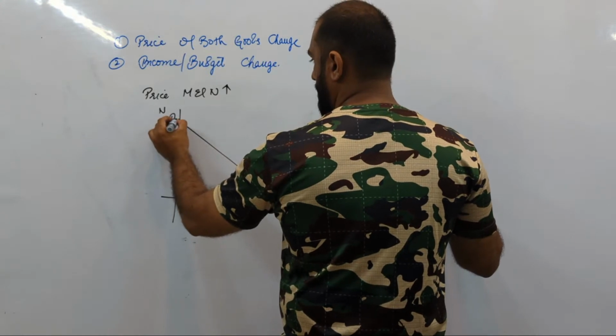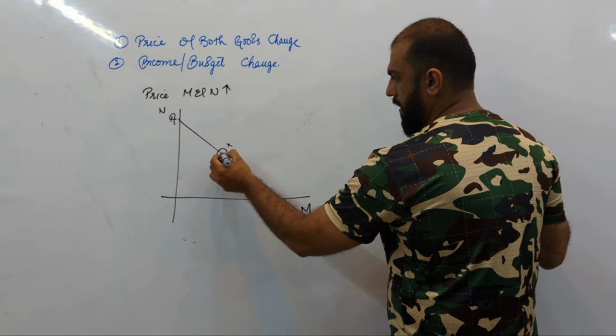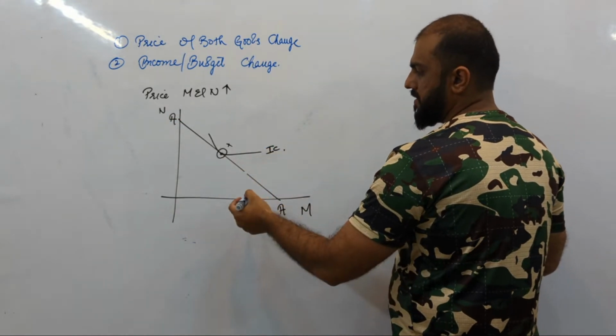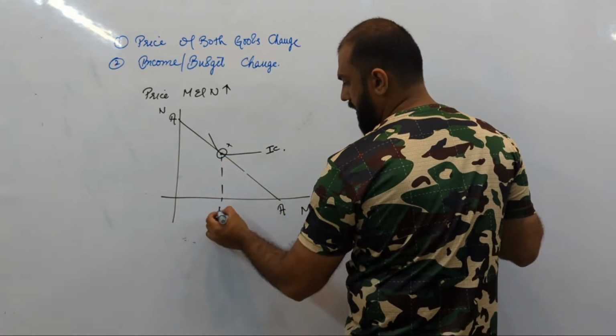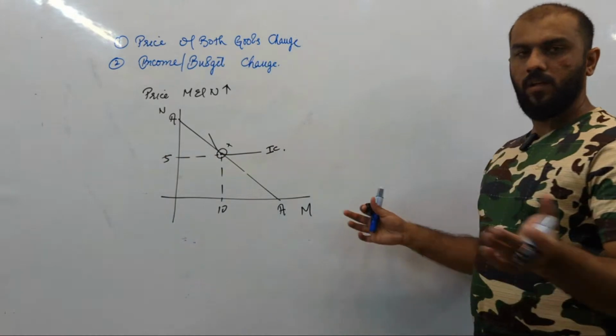Initially, my budget line is, let's say, AA, and my equilibrium is established at point X, where IC is tangent to the budget line AA. I'm consuming 10 units of M. I'm consuming 5 units of N. No issues?